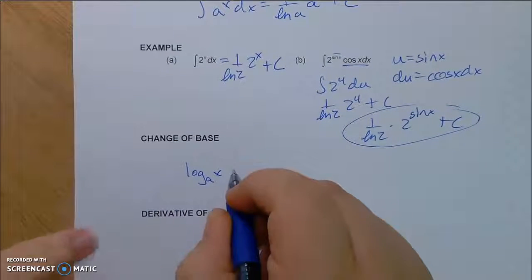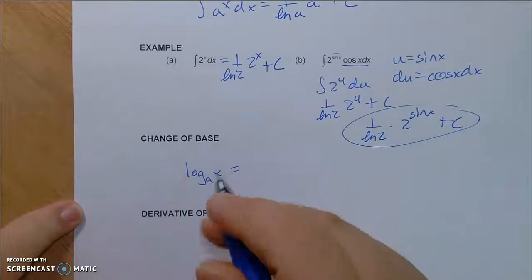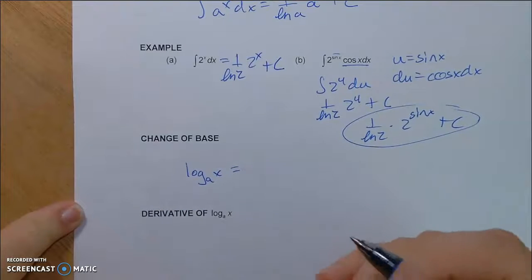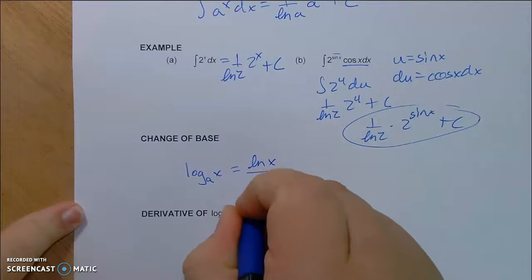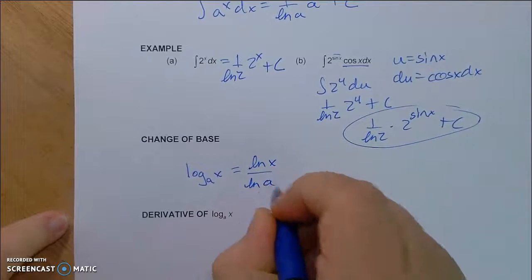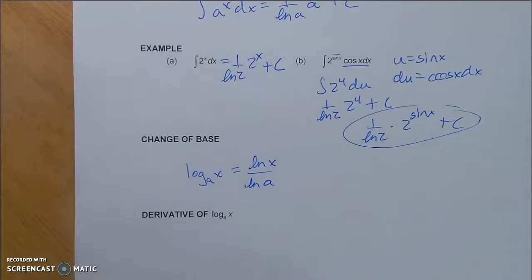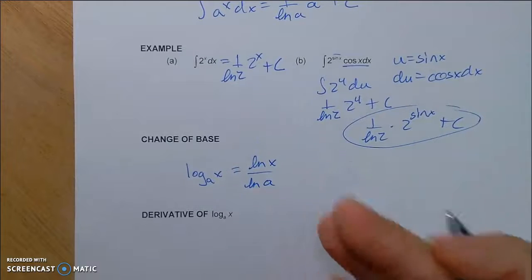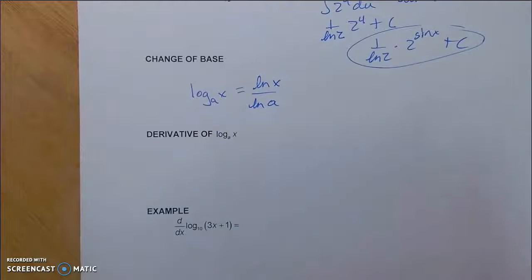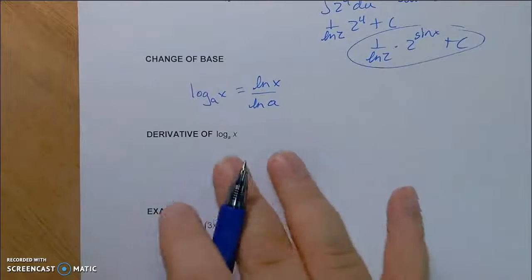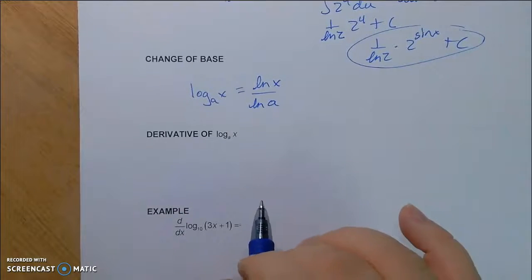Log base a of x, we can rewrite into any base we want. Since we know about natural log, we're going to use the natural base e. So natural log of x over natural log of a. We could have chosen common log. We could have chosen log base 2, but we know how to do calculus with natural log, so we're going to use e as our base. Once we know that, we can handle any base in for derivatives.